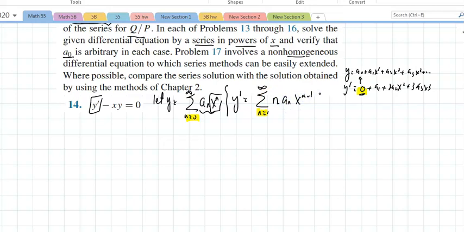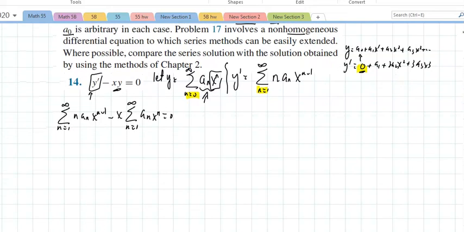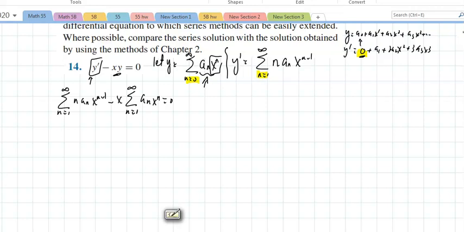There it is. And now all you're supposed to do is go in here and say, well, this is the series n equals 1 to infinity n a sub n x to the n minus 1 minus x times, and the series is right there. That is series n equals 0 to infinity a sub n x to the n, and that equals 0. And in 5b, I keep on saying 5b, I don't know if your teacher did that. I do that for my students because of this class mainly.